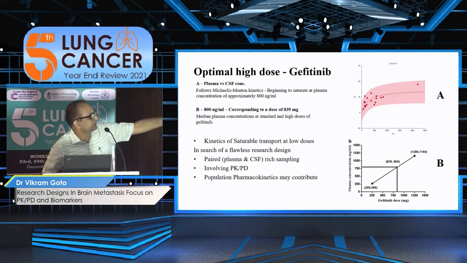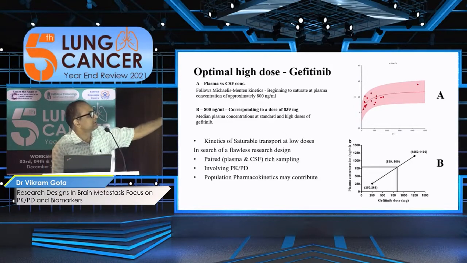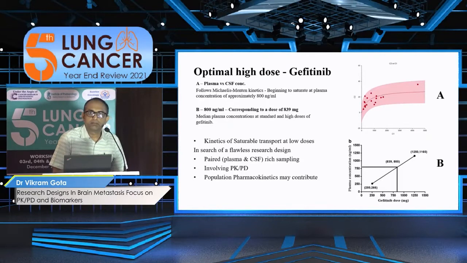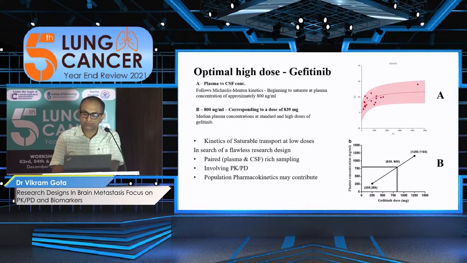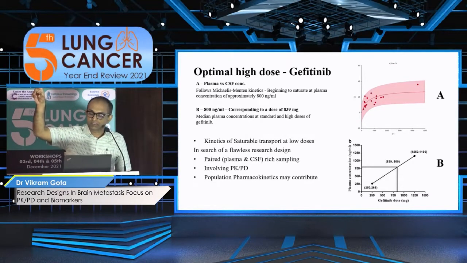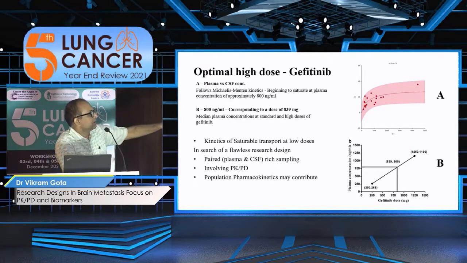When we fitted this, what we observed was that a plasma concentration of 800 is when the CSF actually saturates. As you can see, there is a very steep rise, and then it flattens, and the flattening happens around 800 of plasma concentration. Now we have the average concentration that is achieved at 250 milligrams, and the average concentration that is achieved at 1250 milligrams. You draw a line, and you know that if you have to achieve a plasma concentration of 800, because that is where the CSF saturates, what is the dose you should give? That dose comes to about 839 milligrams.